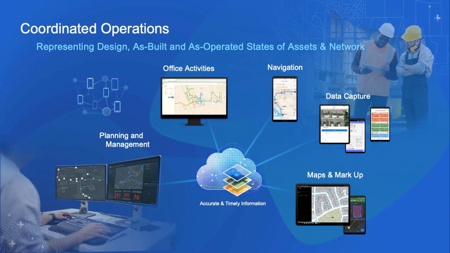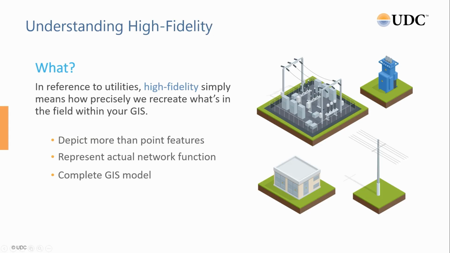When you implement utility network, you're going to see an unrivaled ability for you to access your data as it exists in the real world, which enables coordinated operations across your enterprise with better quality and more accurate data. One part of the value that utility network brings is high fidelity data. What does that even mean?